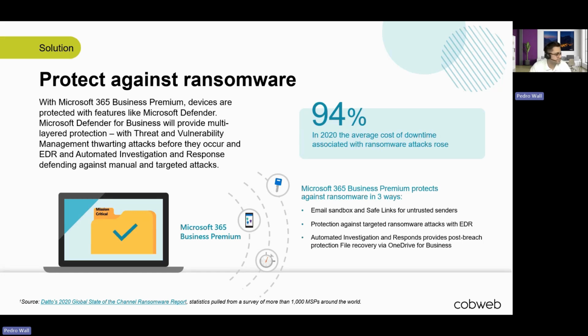Now, of course, when the likes of BP, again, we talked about Defender for Business and the layers that come through like an onion. We're going to use that example again. If it comes through the first gate, it's going to be blocked at the second gate as well. So the three ways that it comes in and protects: you've got email sandbox and safe links for untrusted senders.